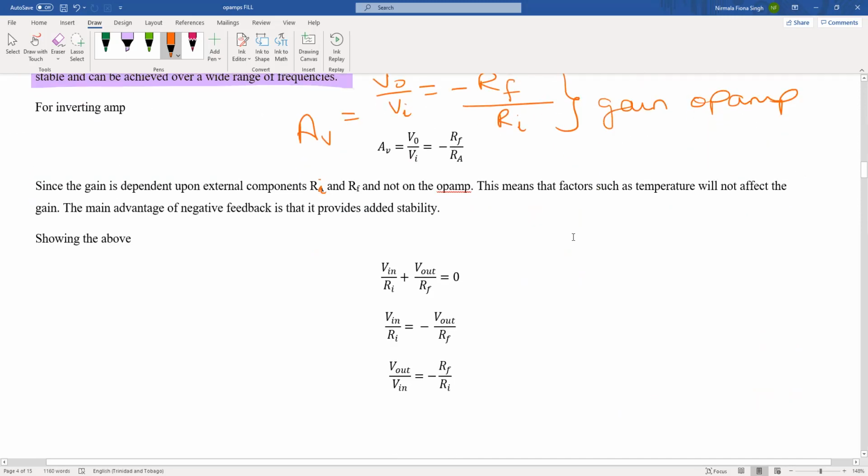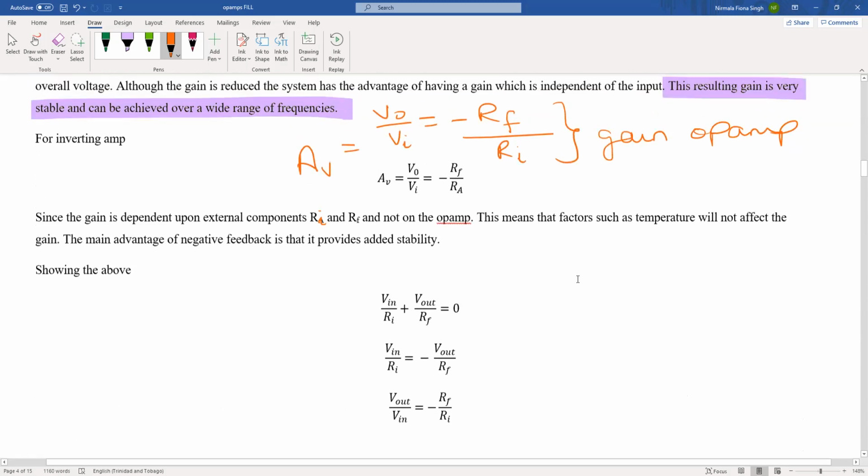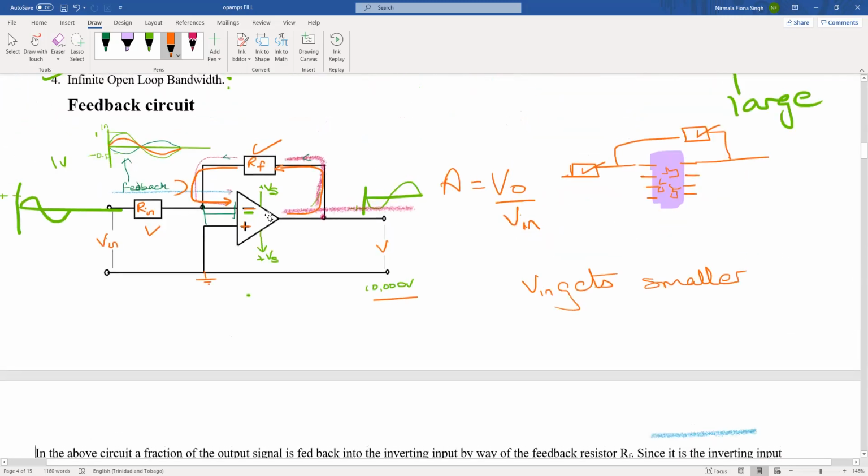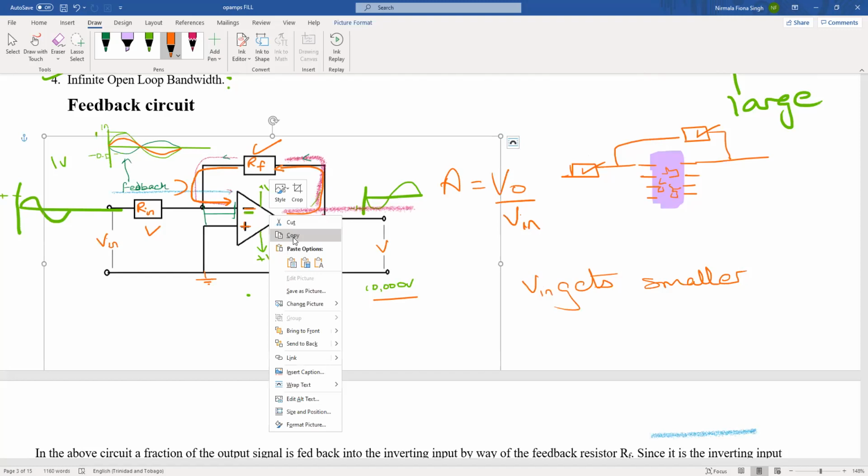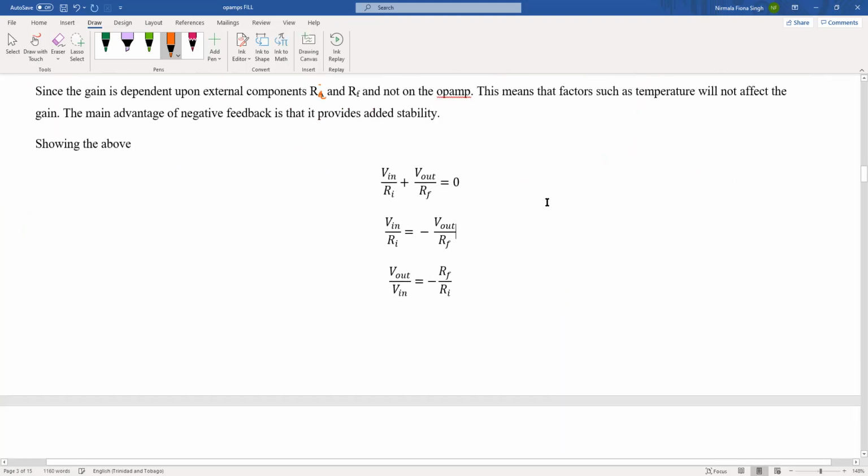All right, so let's do the maths in this. Let me get back my circuit. Let's go into the maths and see how it works.